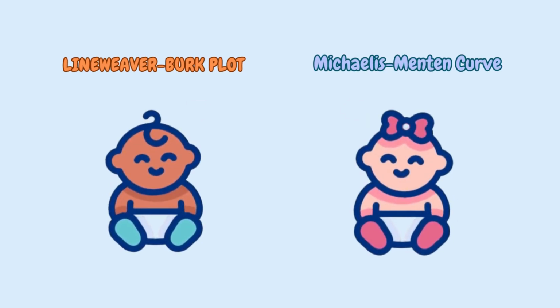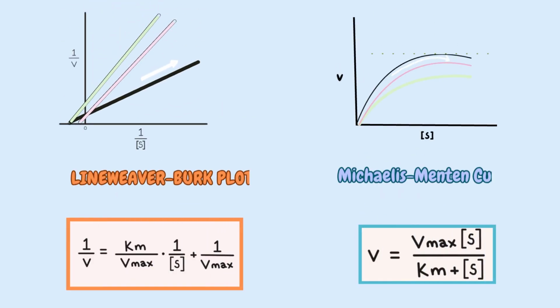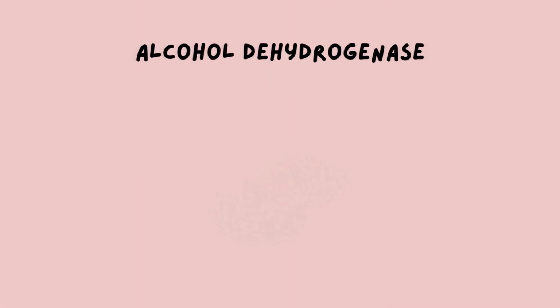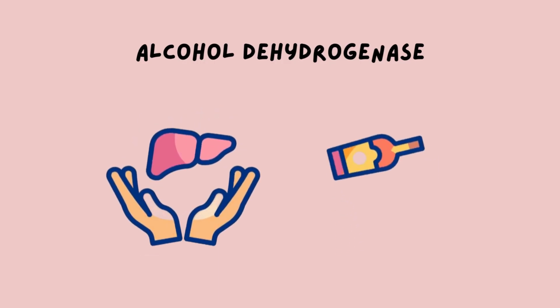The Lineweaver-Burk plot and Michaelis-Menten curve are like fraternal twins. They may look different, but they have the same foundation. They both deal in enzyme kinetics. The Lineweaver-Burk plot just converts the curve into a straight line to make it easier to visualize and compare enzyme inhibition types. Let's look at a real enzyme, alcohol dehydrogenase. It's the enzyme in your liver that helps break down alcohol when you drink.